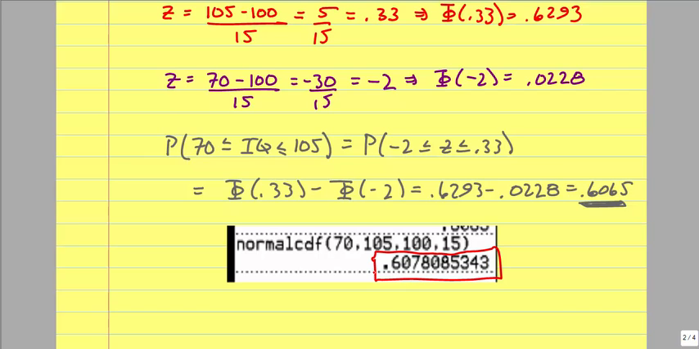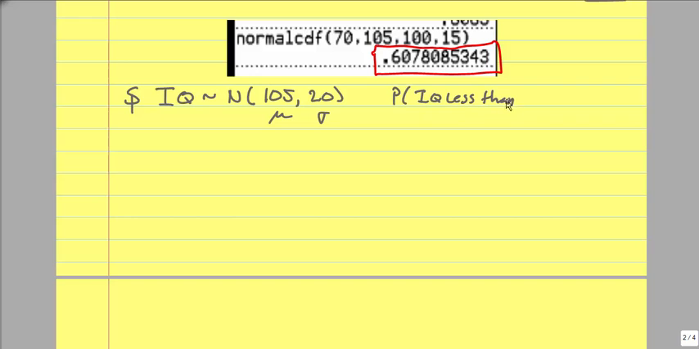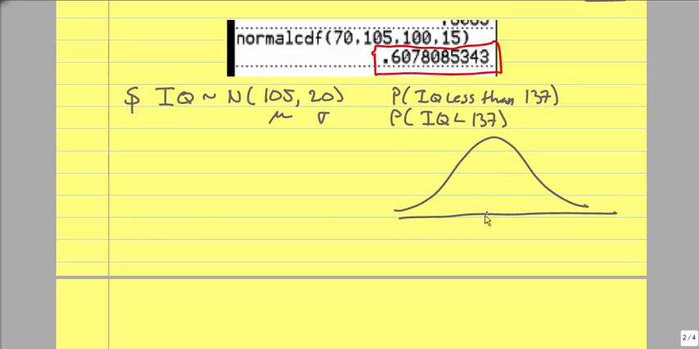Okay, let's go ahead and look at another example where we're kind of using some language of like less than, greater than, or at most. So for this one, let's go ahead and suppose we have IQs again, distributed normally with mean of 105 and a standard deviation of 20. So again, this is mean and standard deviation. And we want to find the probability that a randomly selected adult has an IQ of less than 137. So this is a nice little probability statement where we can just put in the less than sign, 137. So looking at this in terms of a picture, our mean is at 105.